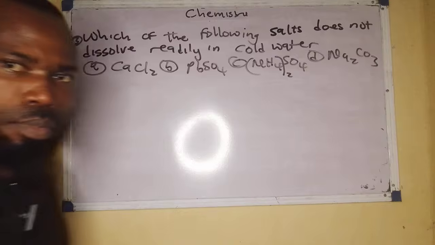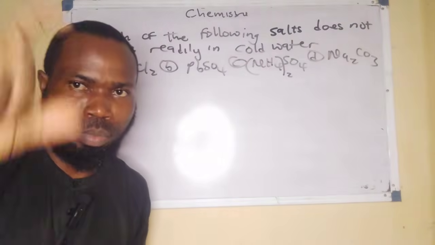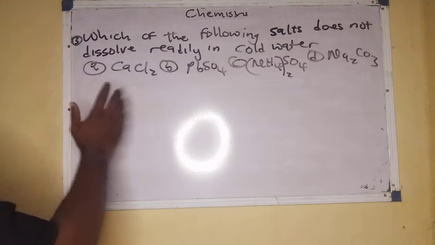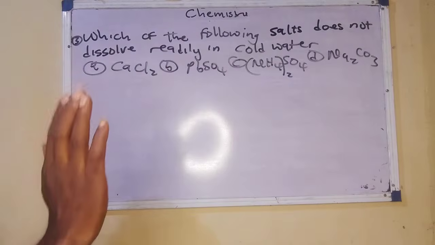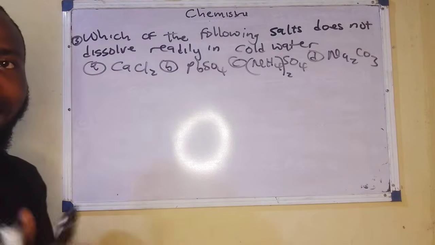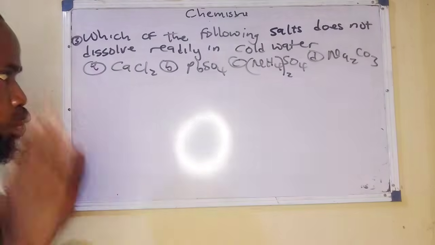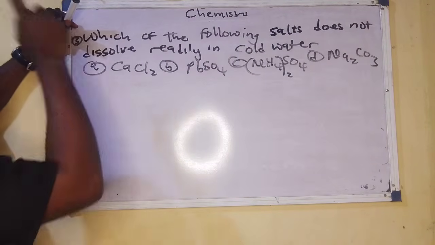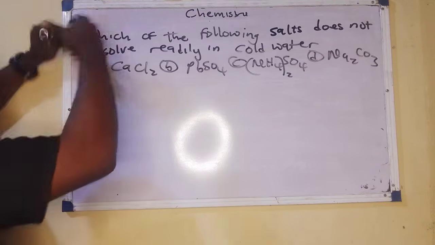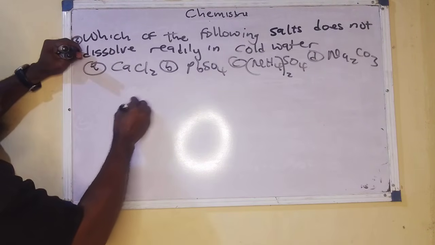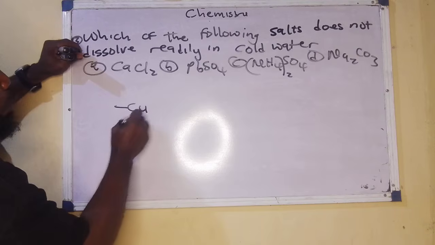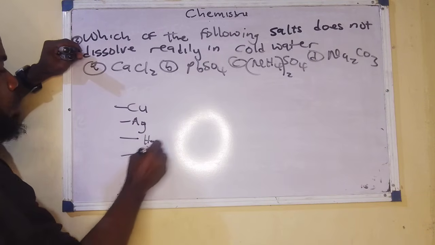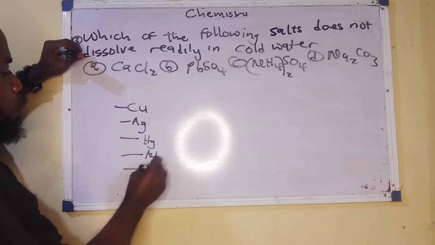Now quickly, I need to bring out the rules for salt solubility as regards these options. First off, all chlorides are soluble in water. All chlorides, that means any salts that have chlorine, are soluble in water. We have exceptions. Now, I'm talking in respect to option A. All chlorides are soluble in water, except, what are the exceptions? Except those of copper, except those of silver, except those of mercury, except those of gold, and except those of lead.